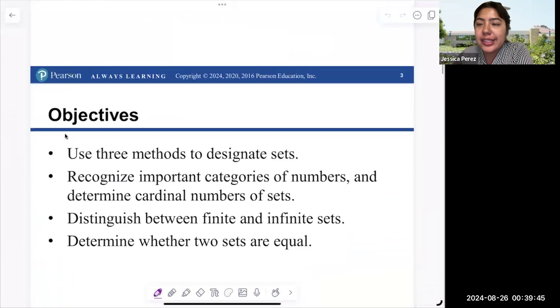The objective of this section is to make sure that you understand the three methods to designate sets. We're going to talk about what sets are. We're going to be recognizing important categories of numbers and determining the cardinal numbers of sets, and what it means to be a cardinal number. We're going to be distinguishing between a finite set and an infinite set. We are going to determine if two sets are equal or not equal. So these are the objectives of this section.